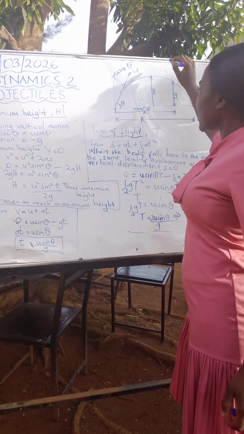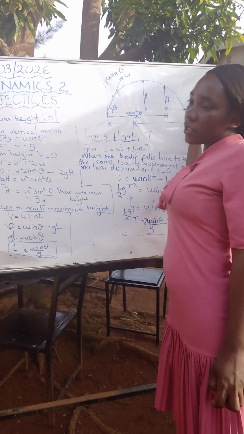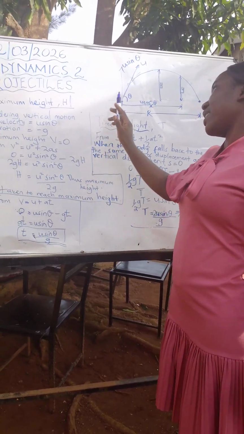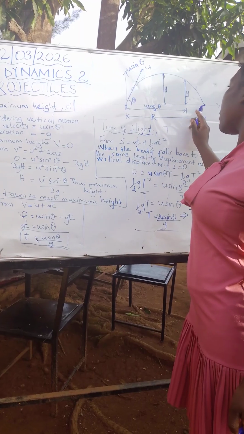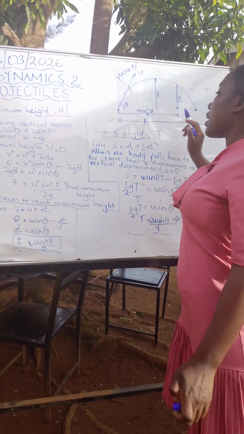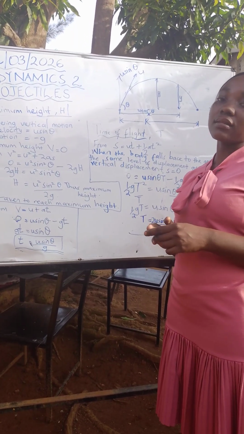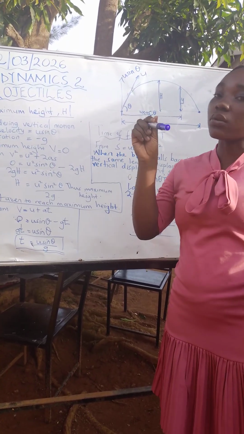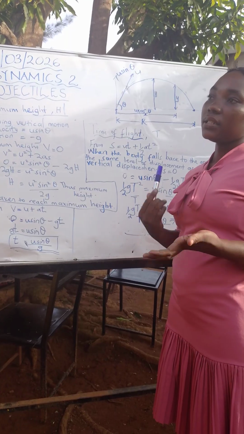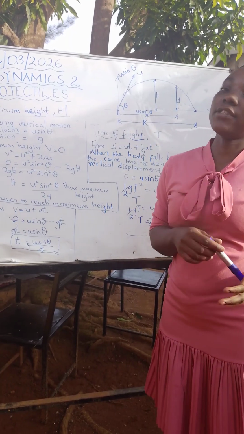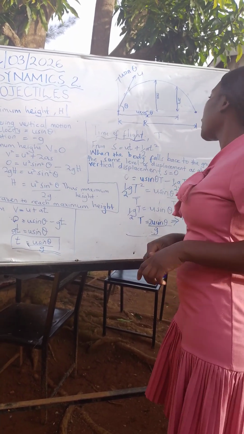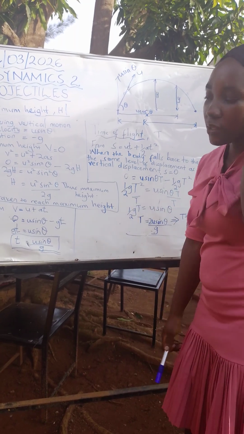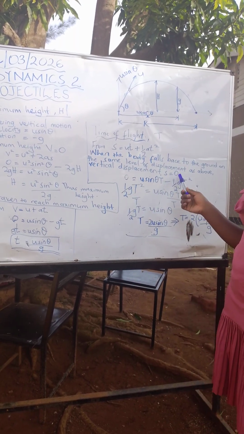If it moves here and comes back here vertically, it has not been displaced, but it has been horizontally displaced because horizontally it has covered the distance. It has changed the position horizontally, but it has not changed the level vertically. So we take the vertical displacement s to be 0.